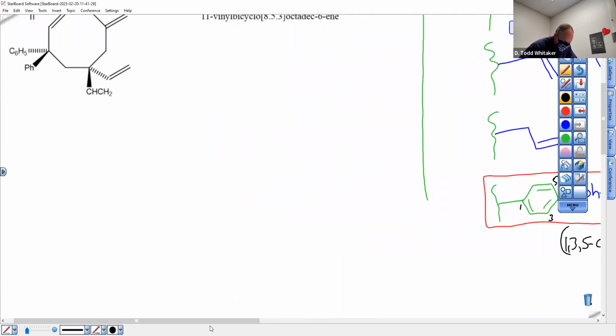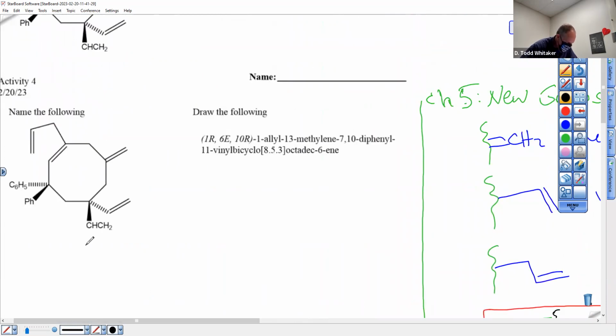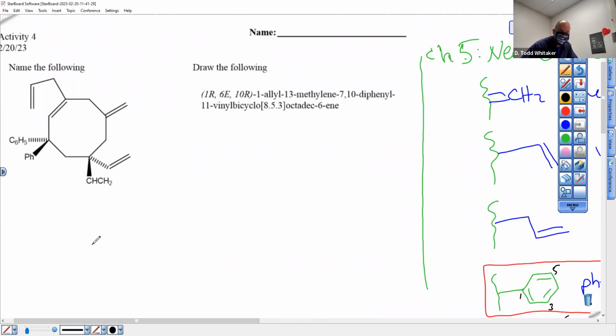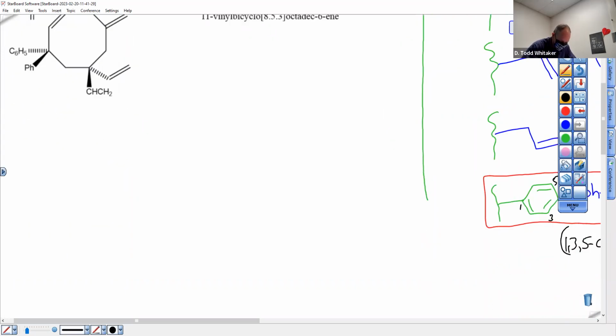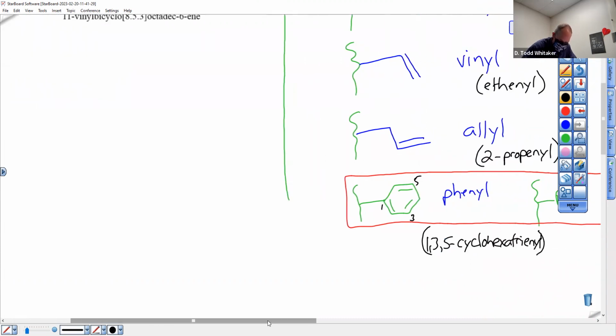Okay. Yes. Sorry? Benzyl? No, that's a new one. Benzyl. Benzyl is looking ahead at 242. Benzyl is phenyl with an extra CH2, and it's a good thing you brought it up. That's phenyl. Sorry, benzyl.